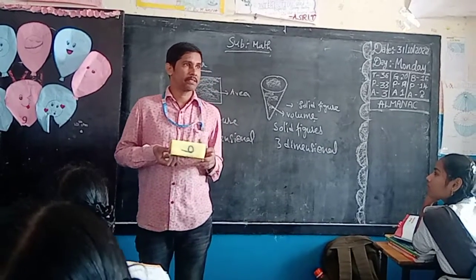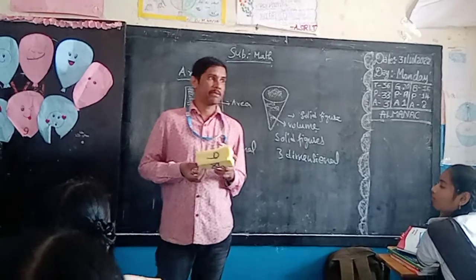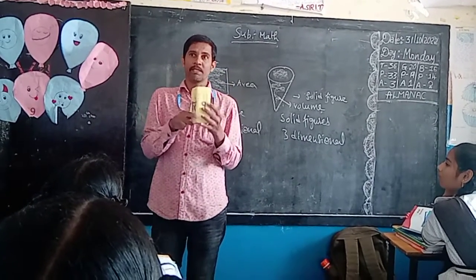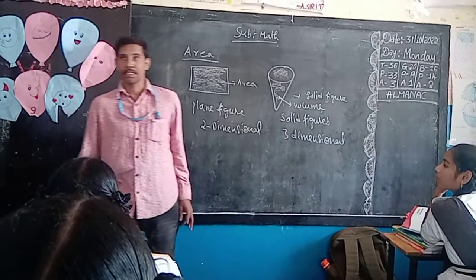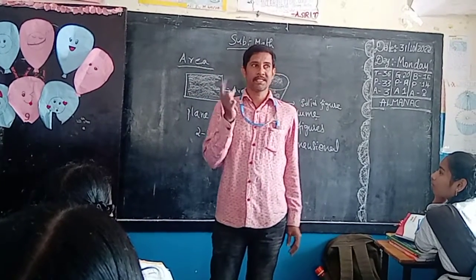The face of the plane figures can be seen only in 2 dimensions, and the face of the solid figures can be seen in all the directions. That is the difference between plane figures and solid figures. Now one example is a circle, round in shape.